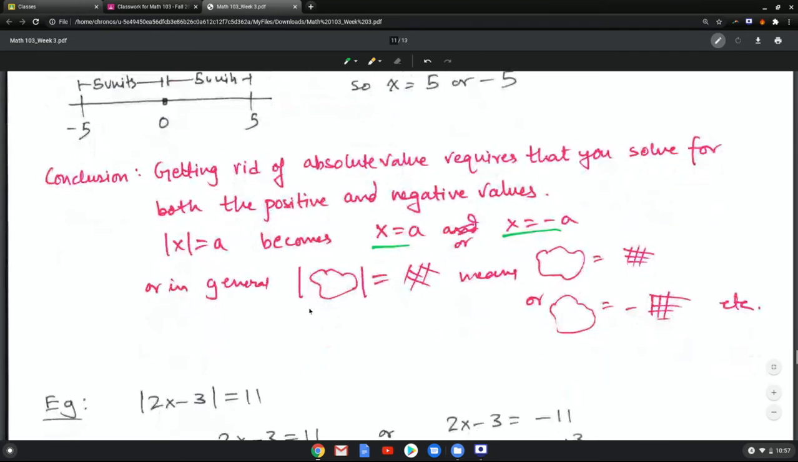Or in general, absolute value of anything equals anything else means the squiggle thing equals the mesh, or the squiggle thing equals the negative of the mesh. So the idea here is it doesn't matter what these things are, but getting rid of the absolute value results in two equations connected by an or.